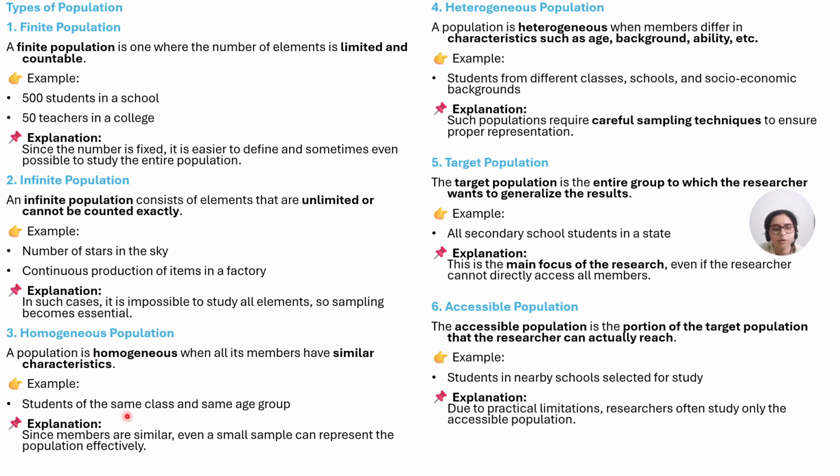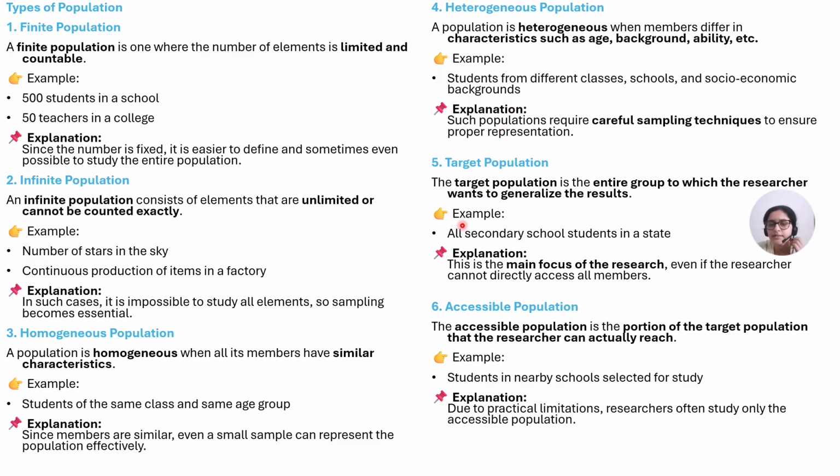Then homogeneous population, when all the members have similar characteristics. Example, students of the same class and the same age group. So both class and age are the same. Heterogeneous population, when the members differ in characteristics like age, background, and ability. Example, students from different classes, schools, and socioeconomic backgrounds.